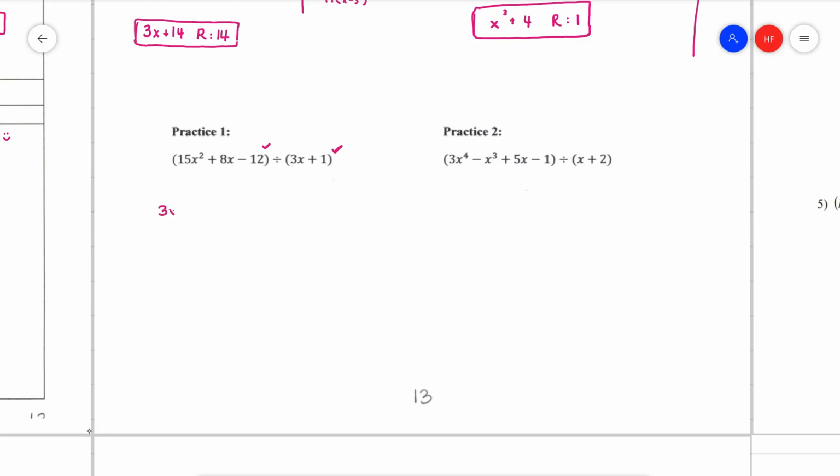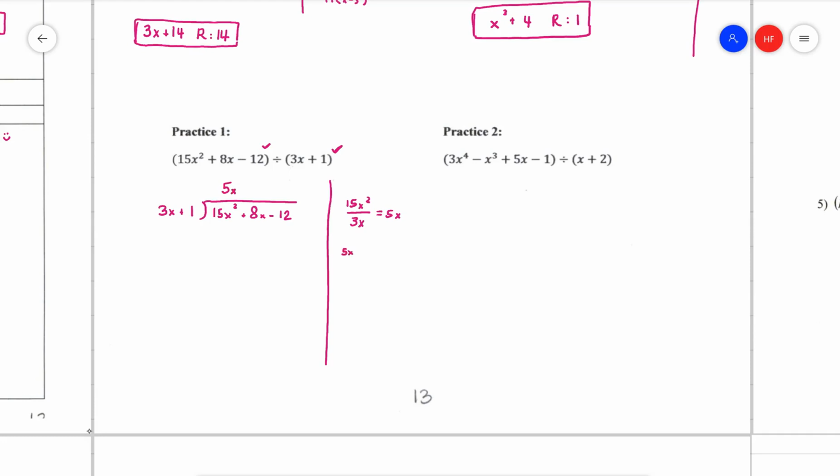We'll write 3x plus 1 on the outside, 15x squared plus 8x minus 12 on the inside. We'll use our scratch work over here. We're going to take 15x squared, focus on the first term, 3x. 15 divided by 3 is 5, and x squared divided by x is x. So 5x goes on the top here.